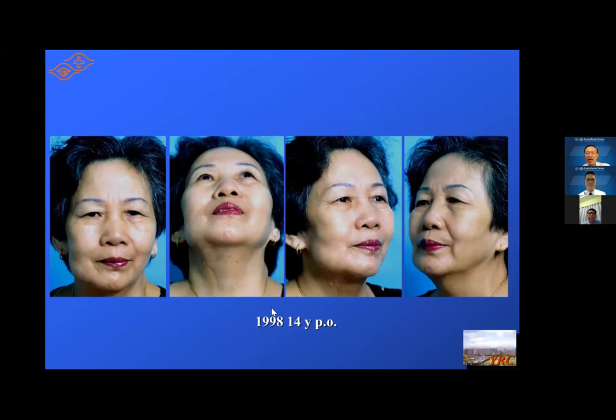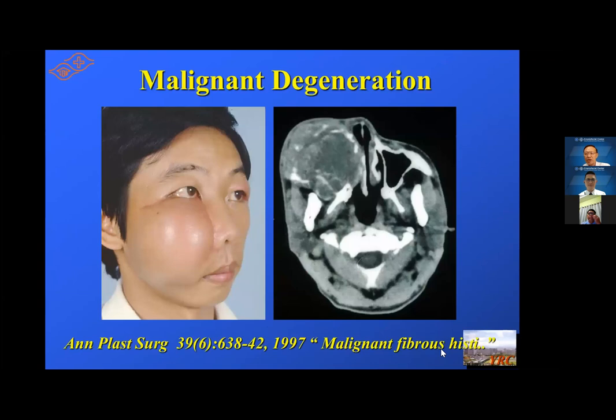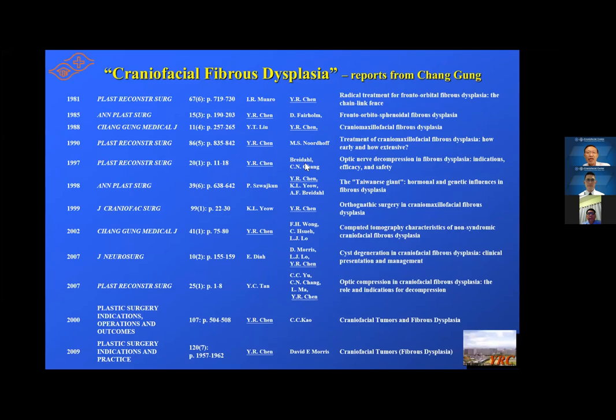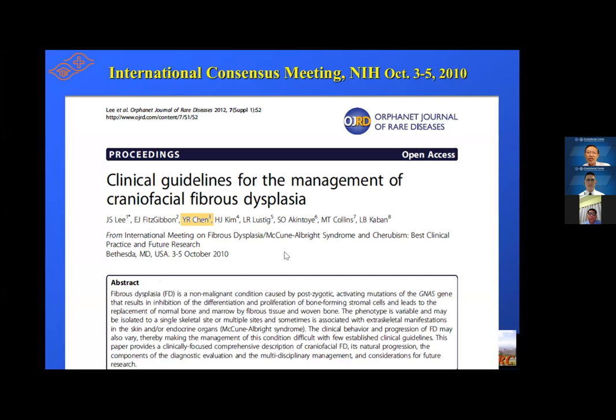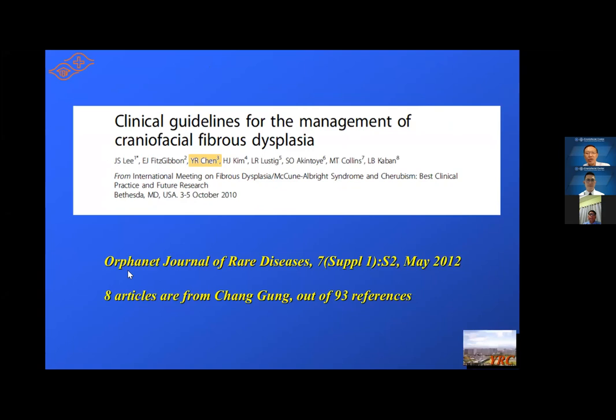This is one with malignant degeneration, malignant fibrous histiocytoma. We published this case with Professor Zeng Minghui in Annals of Plastic Surgery. In the last about 40 years that we have done this kind of case, we have published more than 10 papers. So in 2010, NIH wanted to have a consensus meeting in Bethesda, and I presented our series. I'm the only craniofacial surgeon who was invited, along with pediatricians and endocrine specialists and basic scientists. We discussed the management, and we came out with a kind of guideline in this paper.